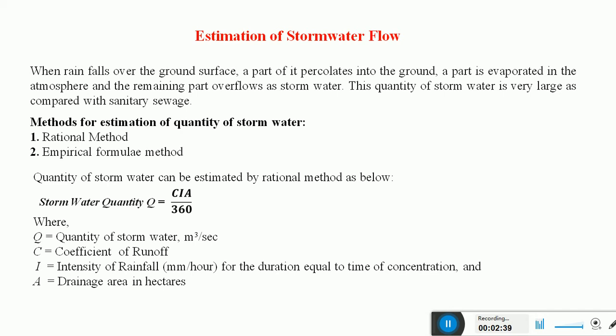In case the intensity of the rainfall is not given, then it is equal to the time of concentration Tc, if it is not given in the numerical problem data. And A is the area of the drainage in hectares. Remember this formula is used whenever you are using the area in terms of hectares. So you should be careful with these units while solving the problem.